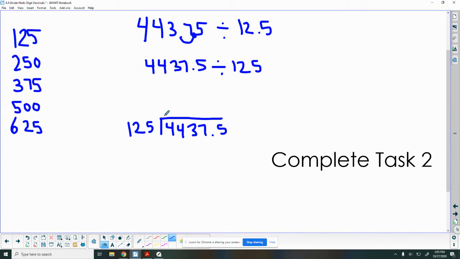So I know I need something over the 4, the 4, the 3, the 7, here's my decimal, and something over the 5. So I know 125 can't go into 4, and it can't go into 44. But it can go into 443, 1, 2, 3. Oh, that's too big, 3 times. So there's 3. 3 times 125 is 375.